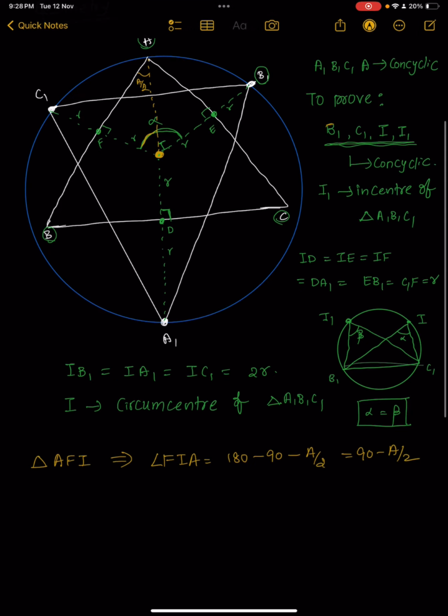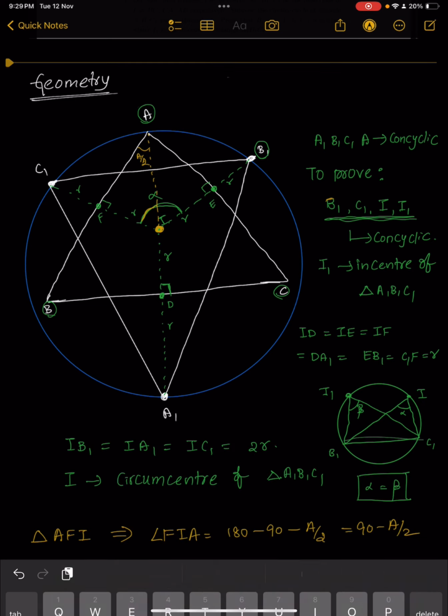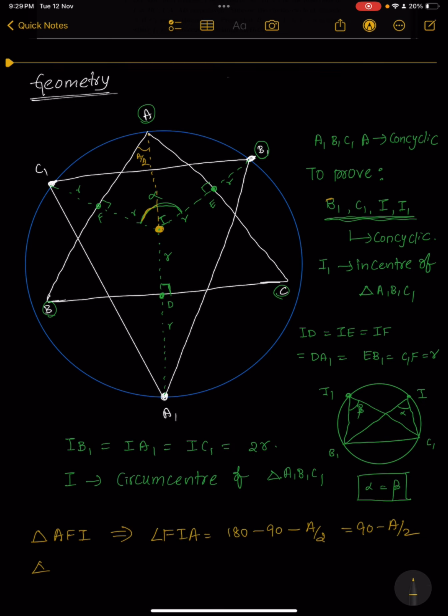Similarly, if we consider triangle AIE, angle AIE, so this angle is also A by 2. The angle AIE in triangle AIE is equal to 180 minus 90 minus A by 2. That is 90 minus A by 2.